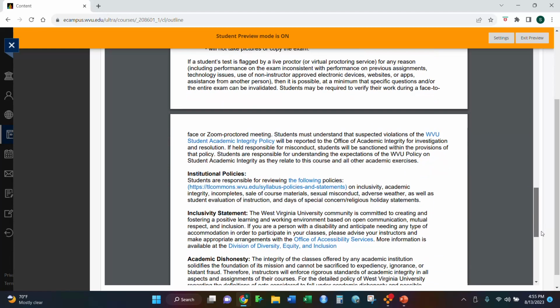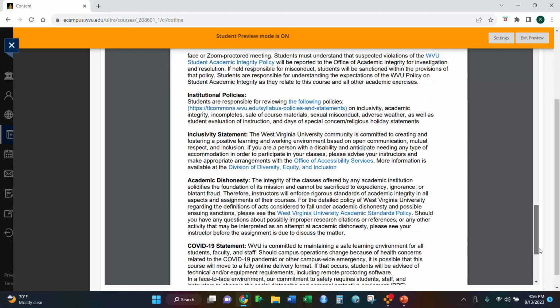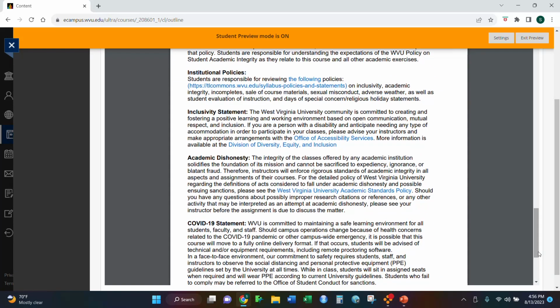Of course, there are the institutional policies. Again, I will leave you to read that. Inclusivity statement. The West Virginia community is committed to creating and fostering a positive learning and working environment based on open communication, mutual respect, and inclusion. If you're a person with a disability needing any type of accommodation in order to participate in your classes, please advise me, your instructor, or any other instructors if you have concerns about another class, and make sure you're making appropriate arrangements with the Office of Accessibility Services.